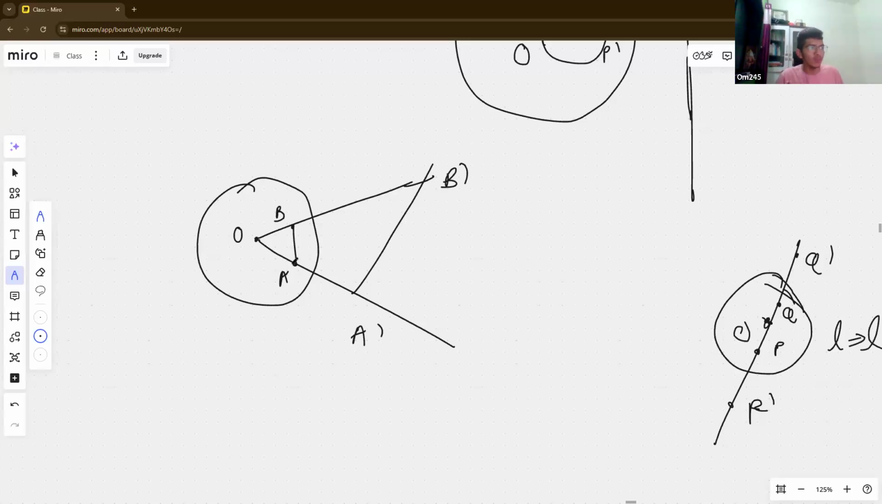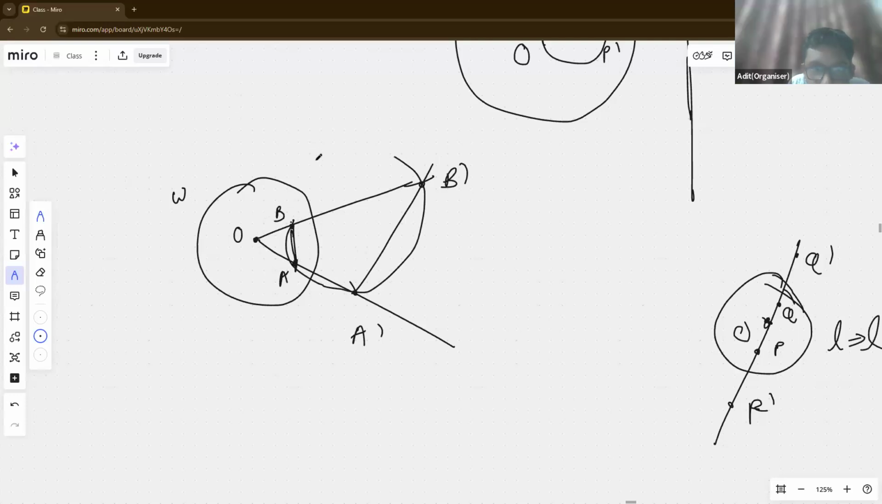Okay, so we invert A to A dash and B to B dash about this omega and center. Now we have A dash, B dash, A, B cyclic. Now if you are given AB, then you can actually find the A dash B dash length. Can you guys try to prove it?